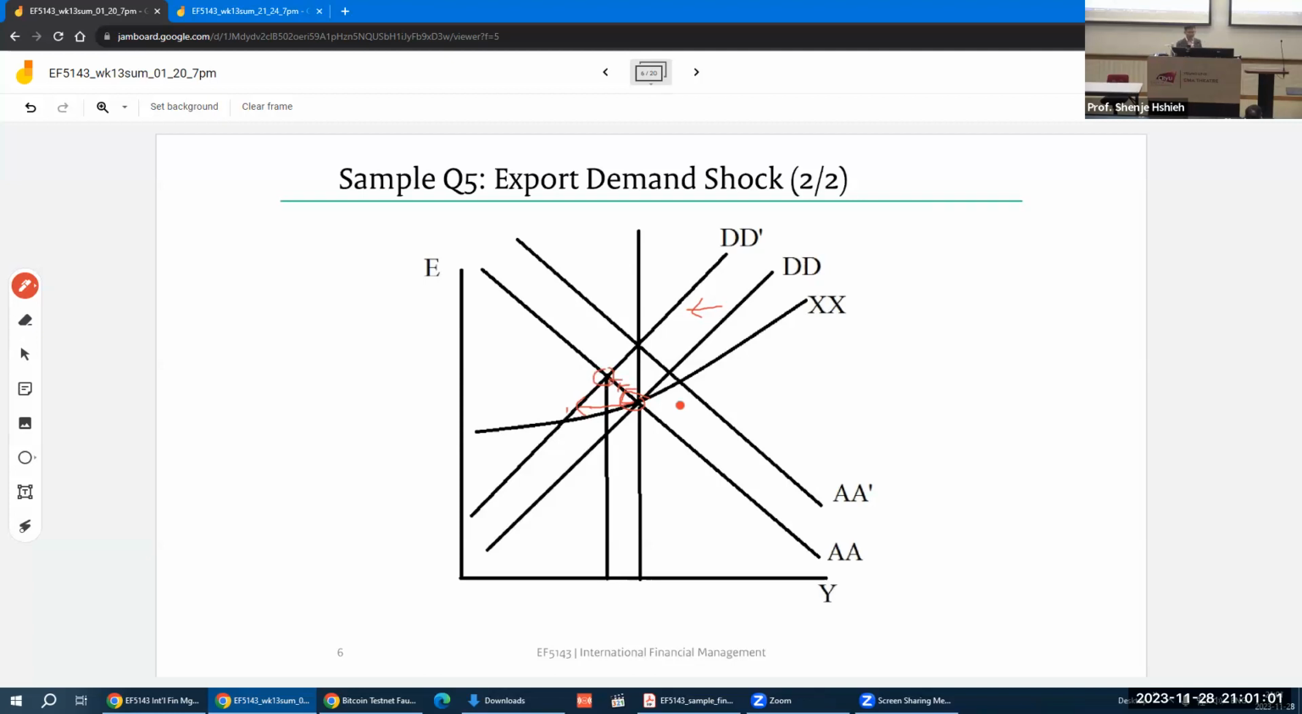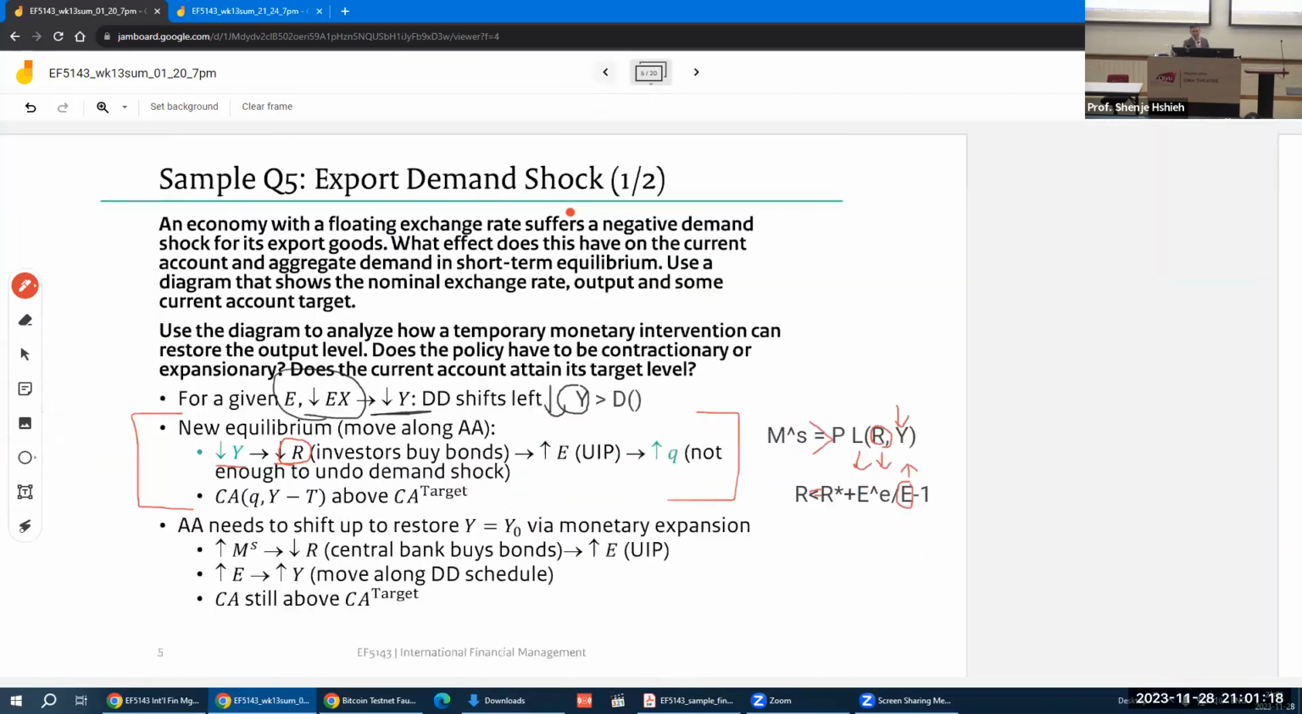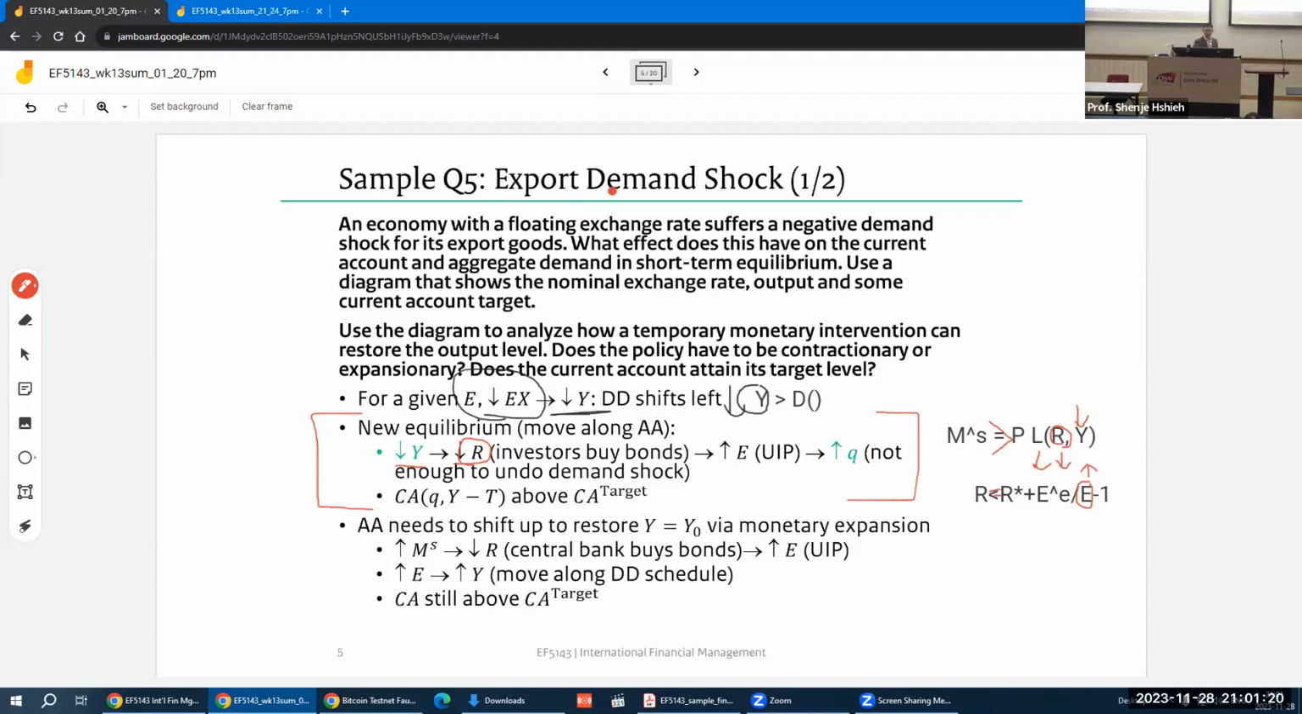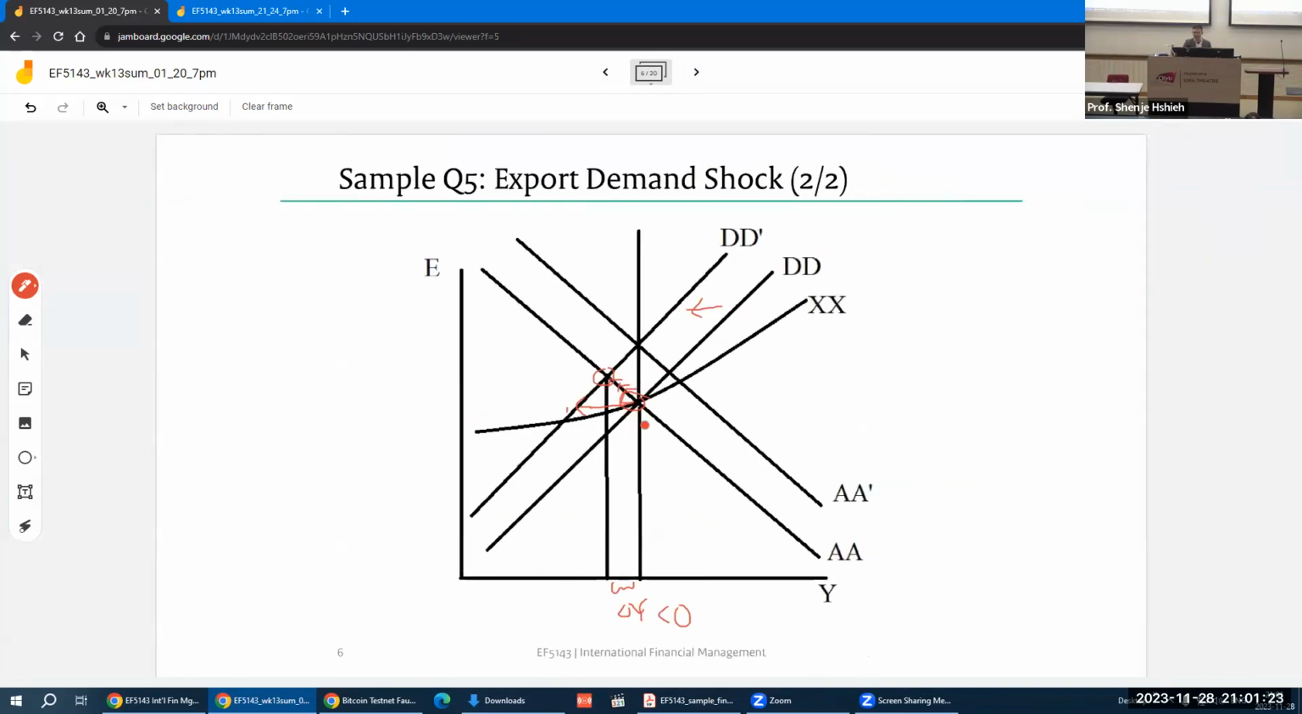We're moving along the curve. As Y decreases, E has to increase, right? That's why we're moving along the curve. And at the end, we get a delta Y that's negative, right? Okay, so that's the first part of the question. I believe it also asked you, relatively speaking to the XX schedule, where are we? We're going to be above the target, interestingly, right? For the given Y and E combination, we're above the target.